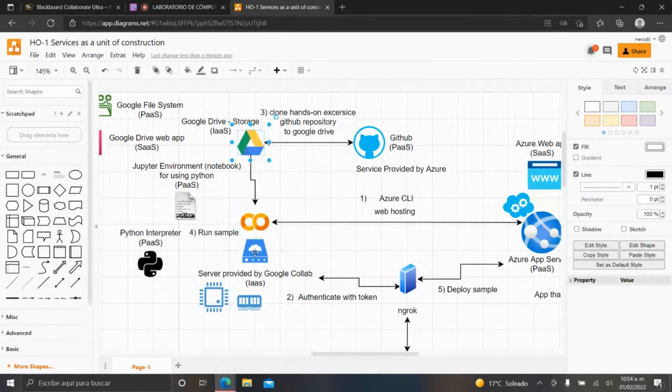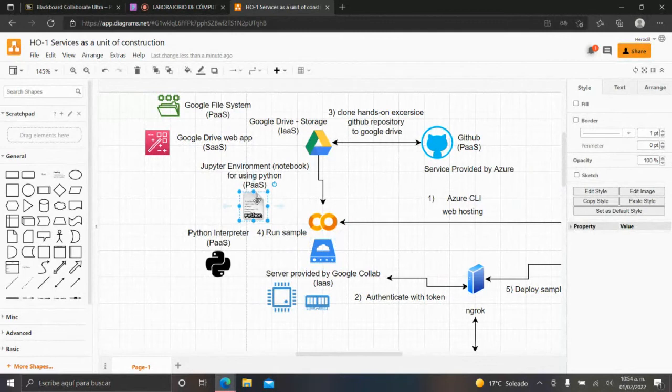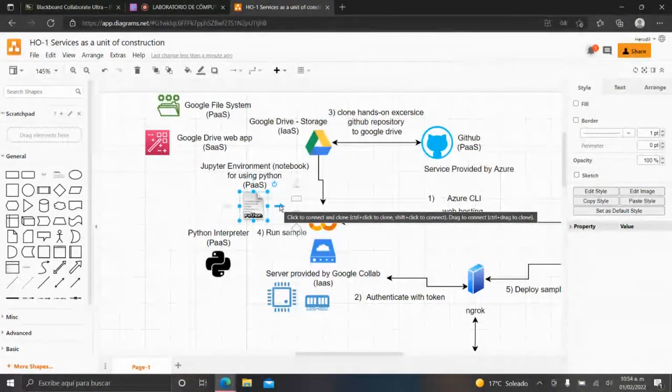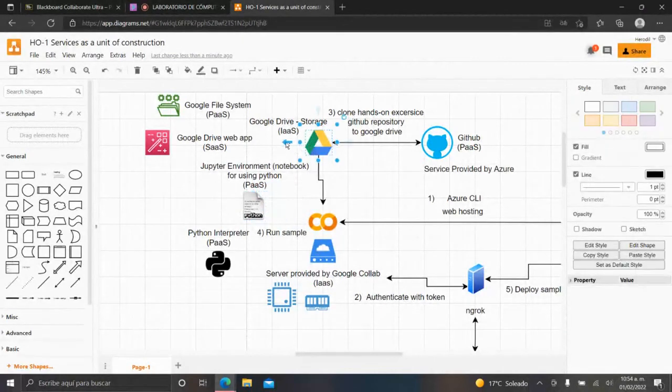This one or this one? You have a file saying Jupyter environment for using Python, and then you have a kind of file. I suppose that's a notebook. And in fact, what happens is that the notebook is the one that exhibits the code, the Python code that you retrieve. So from Google Drive to the notebook, an arrow.